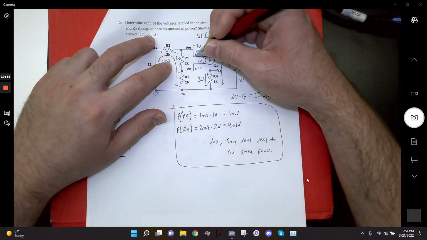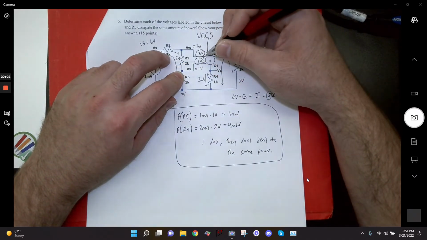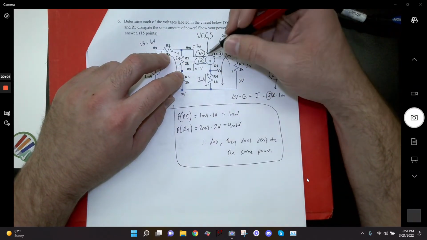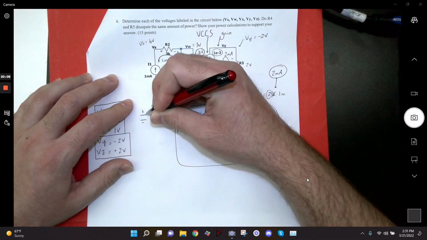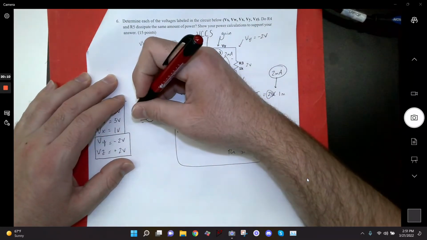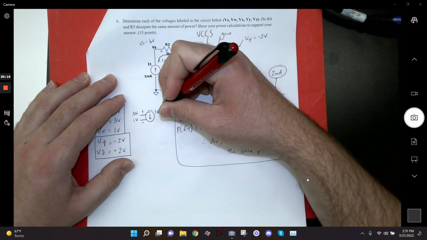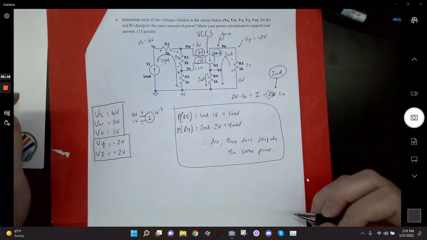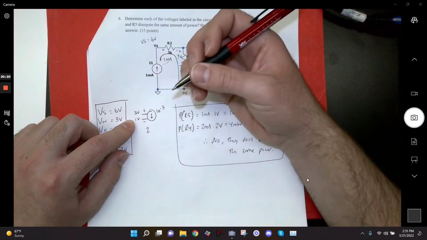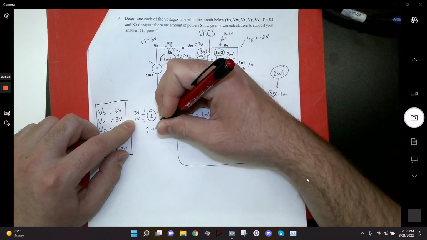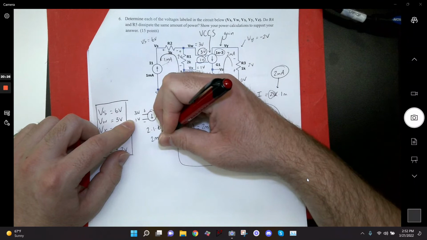It's this 3 volts up here, VW, minus this 1 volt, VX. It takes in the difference between the 2 points. So the source looks like this, it's got a plus and a minus, and it's a current source. It's taking this voltage minus that voltage and then multiplying it by 10 to the minus 3. So 3 minus 1 gives me 2, and then times 1 times 10 to the minus 3 gives me 2 milli.